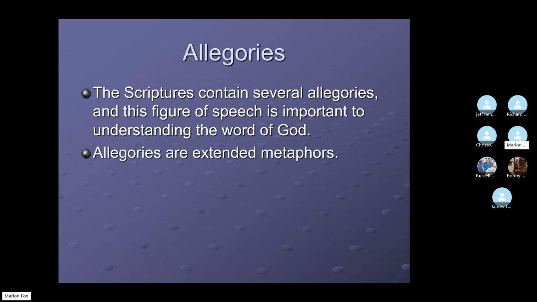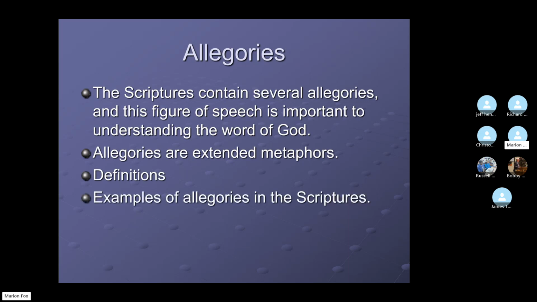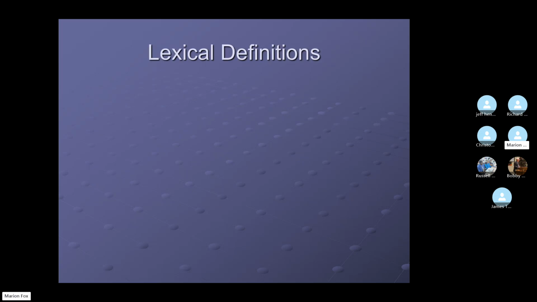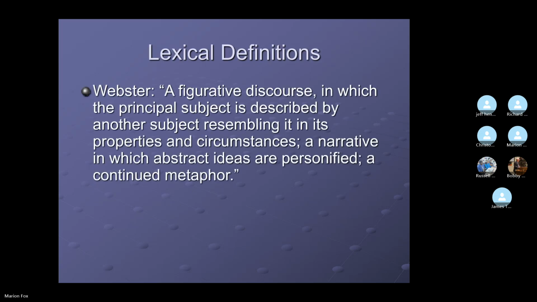They're just extended metaphors. Now, our last lesson was on metaphors, and so we'll show the difference between them in just a minute. Going to define them. We're going to give examples from the scriptures. We have 2 allegories that are quite significant allegories, and we'll be looking at two different allegories, one in the Old Testament, one in the New Testament.